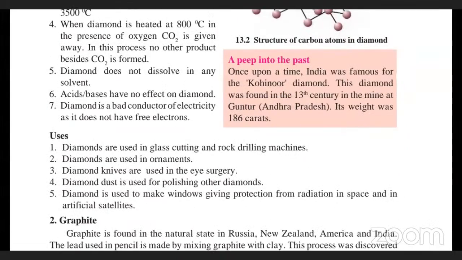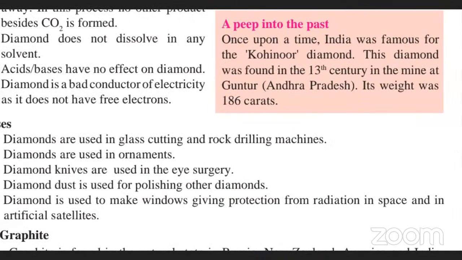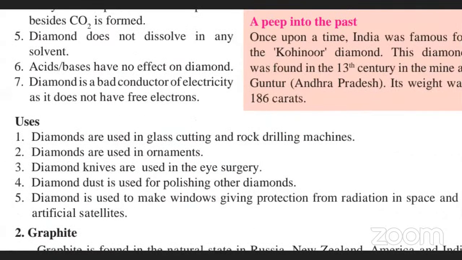Now talking about the uses. Again, it is the hardest natural substance available. It is used in cutting equipment, for cutting glass, in rock drilling machines, or for writing names on glass. Some equipment is available for writing names on glass, and that equipment contains a small diamond in it because it is the hardest material available.